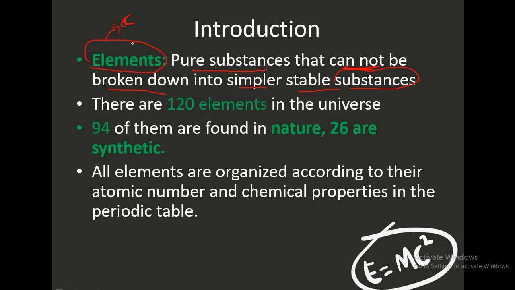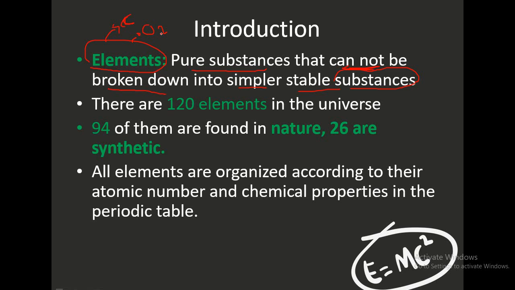Another example, like oxygen, O2, also made of only one type of atom, which is oxygen, so we cannot break it into simpler stable substances, so it's an element.